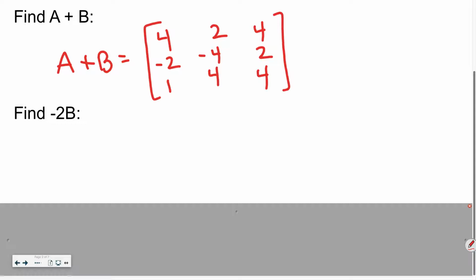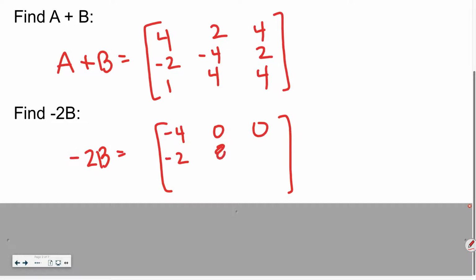-2B. Okay, describe to me what we need to do. Multiply each entry by -2. So -2 times B, it's still going to be a 3 by 3 matrix. I'm going to take each entry, multiply it by -2. So we have -4, 0, 0, -2, 8, -6, 2, -6, -4.